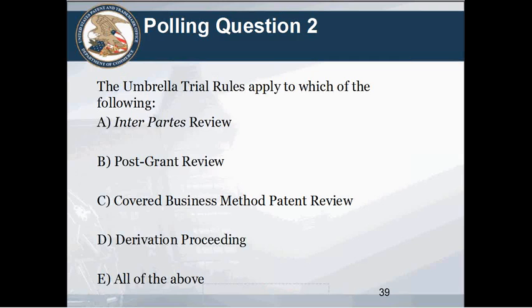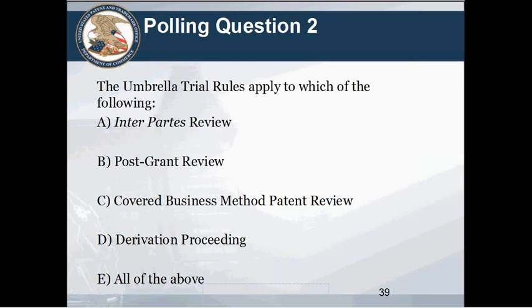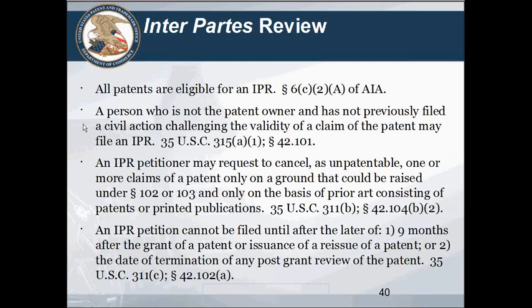Okay, we've gotten about half of our votes. I'm going to go ahead and post results here. And 96% of our attendees said that answer E was correct. What is your reaction? It sounds like that's a smart group then. That is correct. The umbrella trial rules apply to all of the above, and as I mentioned, that is something we were able to do because there are many commonalities in the statutes between the proceedings, so that worked in our favor.